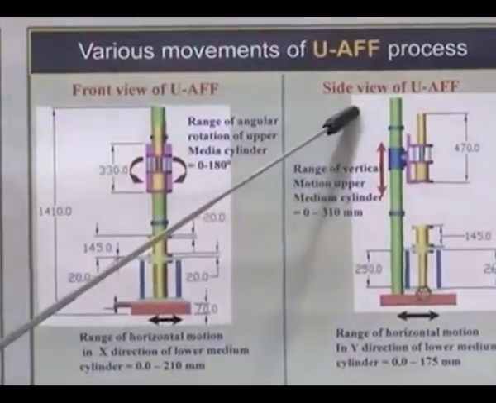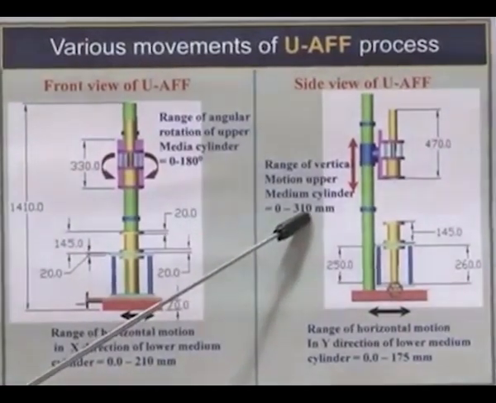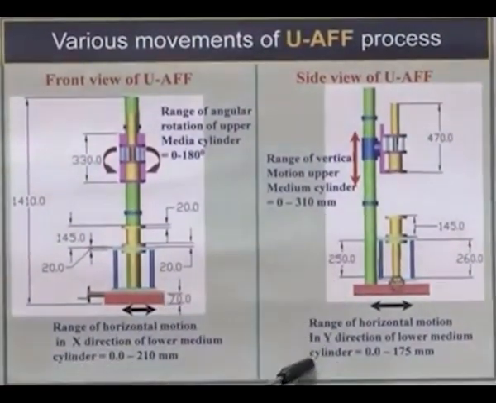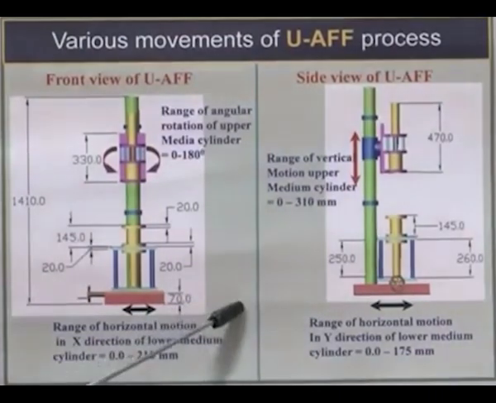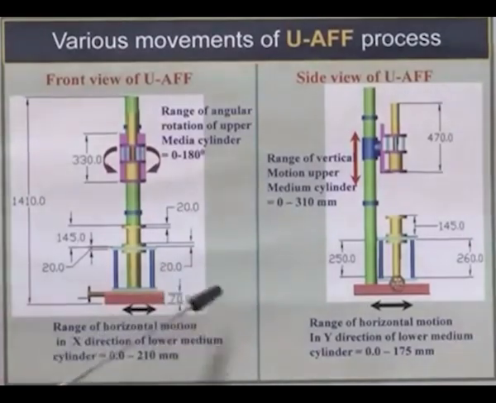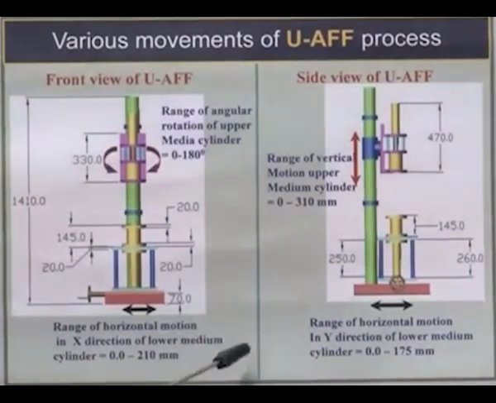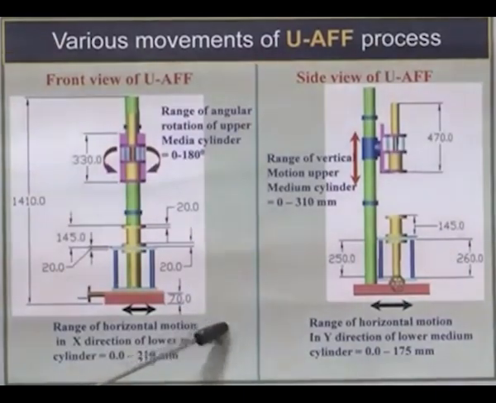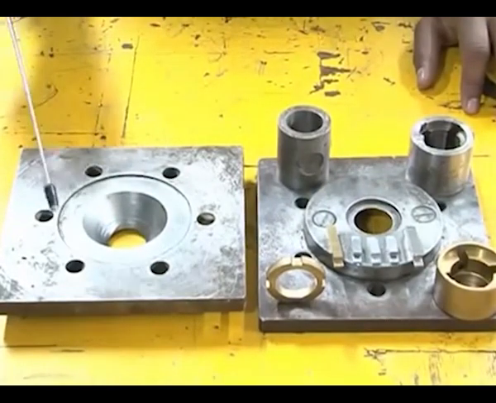At the same time, you can have a top to bottom motion, that is the vertical motion, of a maximum of 310 mm, and you have a Y direction that is perpendicular to the X axis of about 175 mm. These all motions are incorporated in the existing abrasive flow finishing process in order to make the machine a universal abrasive flow finishing process. This process has the ability to finish complex surfaces, and this is the advantage compared to the existing abrasive flow finishing processes. The second major element in the abrasive flow finishing process is tooling.